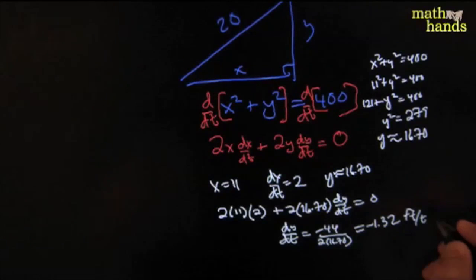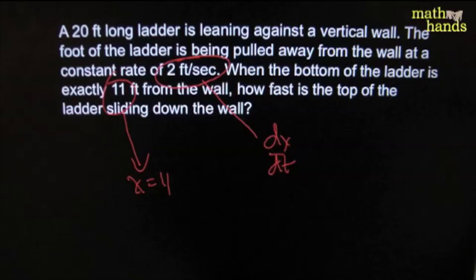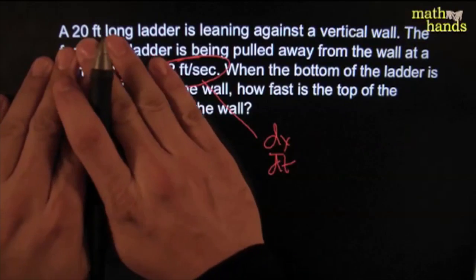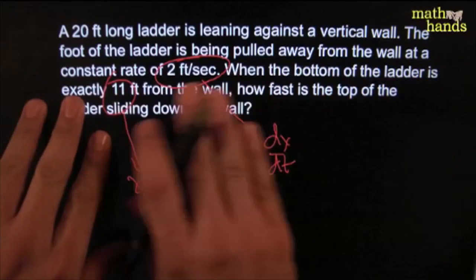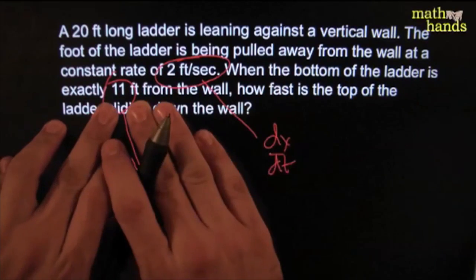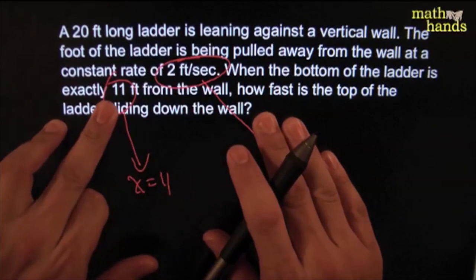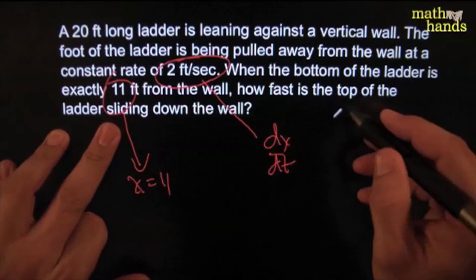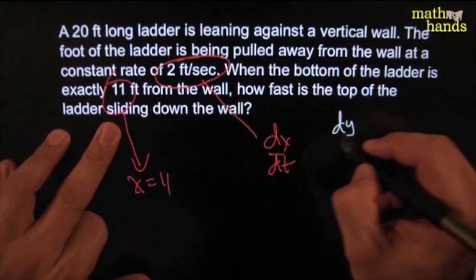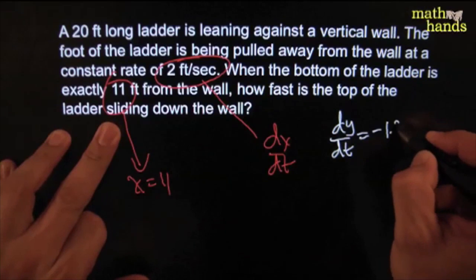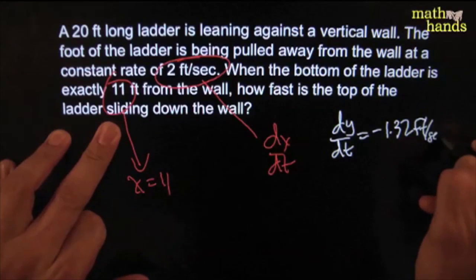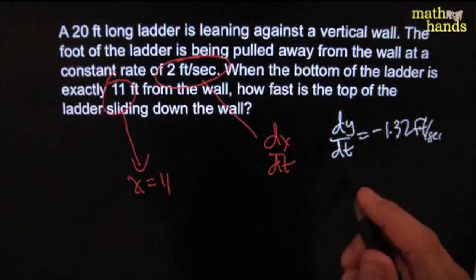Nice. So here's a little answer. When you've got a 20-foot ladder leaning against a vertical wall and the bottom of the foot is being pulled by some clown at a rate of 2 feet per second, when the bottom of the ladder is exactly 11 feet from the wall, how fast is the top of the ladder sliding down? Well, the top of the ladder is sliding down at negative 1.32 feet per second. Yippee-ki-yay. Told you.